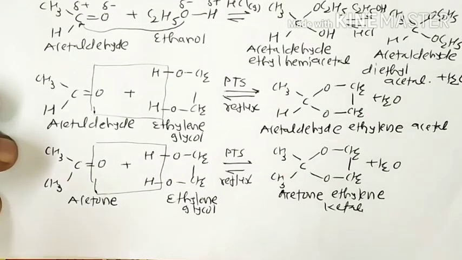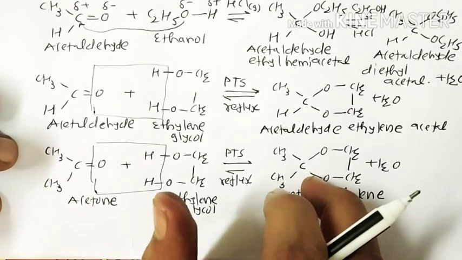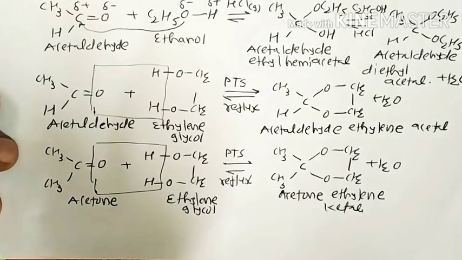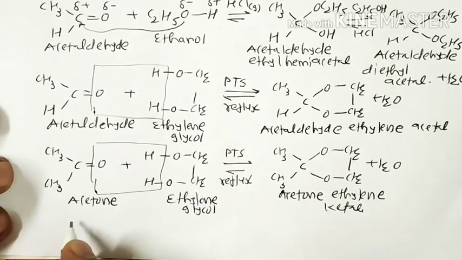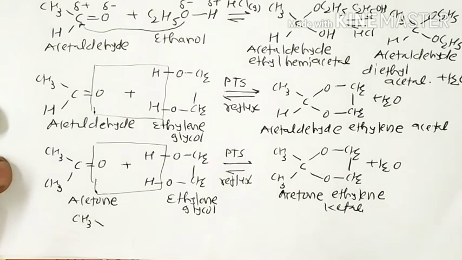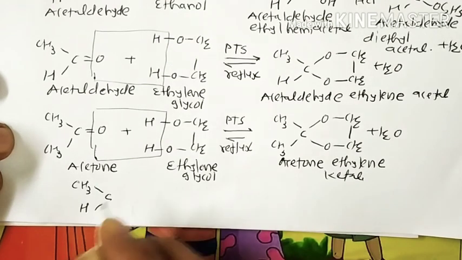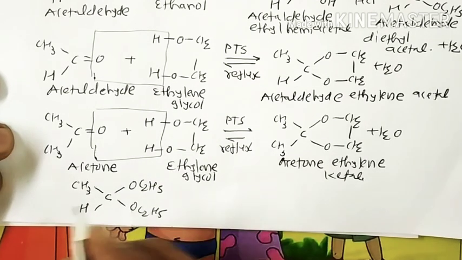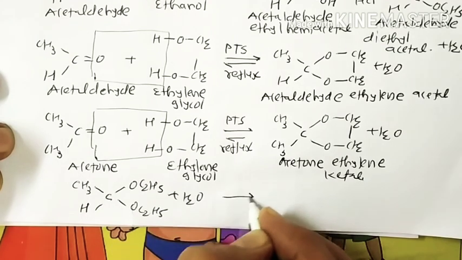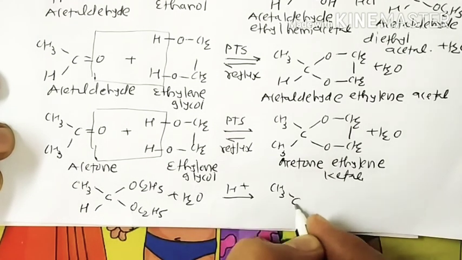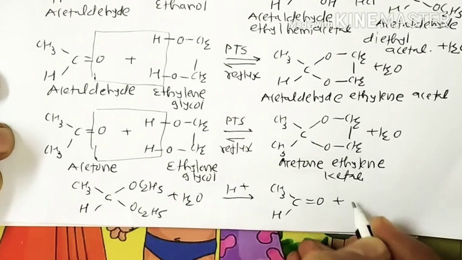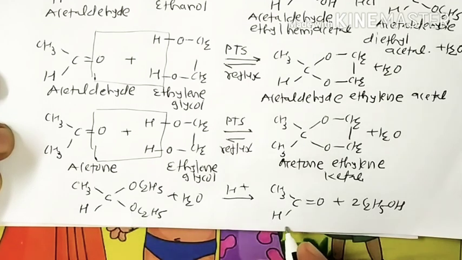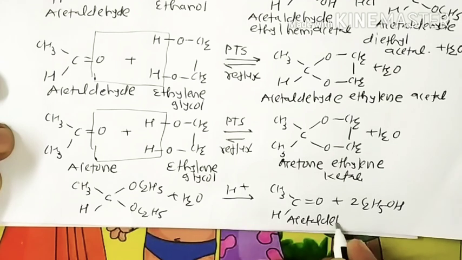Okay. Now all these above reactions are reversible in nature, therefore acetals and ketals are hydrolyzed by dilute acid to regenerate the original aldehydes and ketones. For example, if I perform these reactions, CH3, CH, O, C2H5, O, C2H5, which is hydrolyzed with the help of acid, is converted into CH3, C double bond O, H plus 2 moles of ethanol liberated. So it's converted into the original aldehyde.